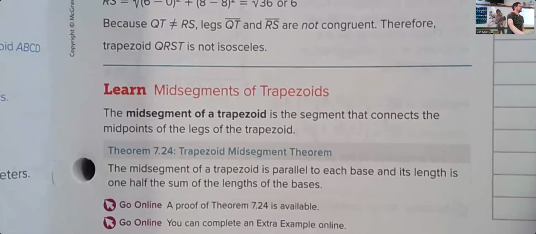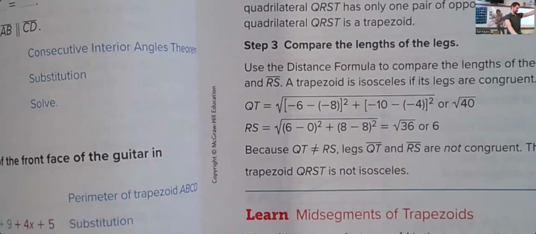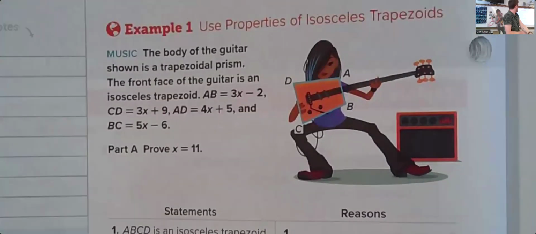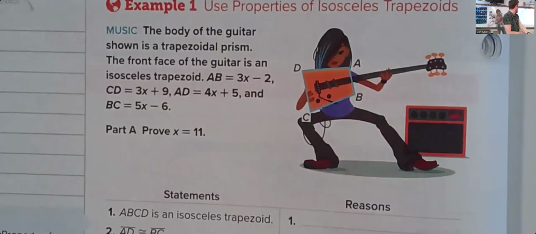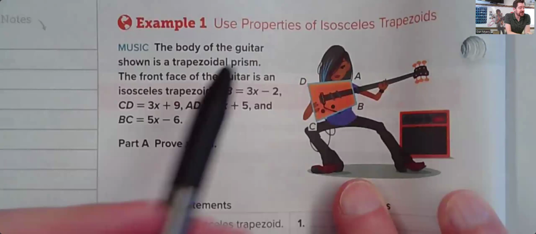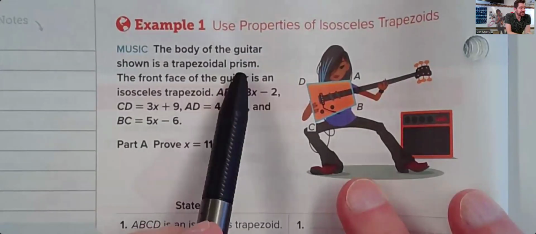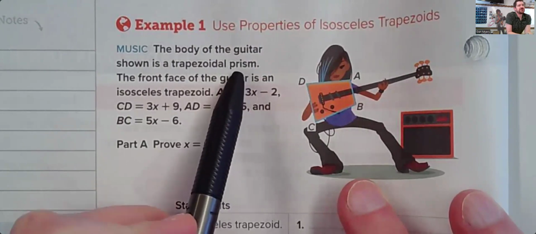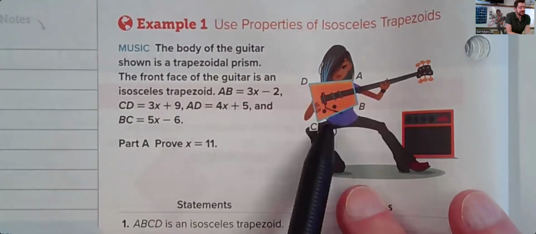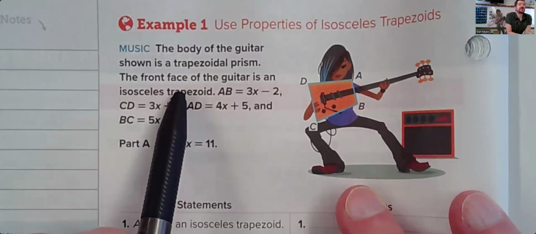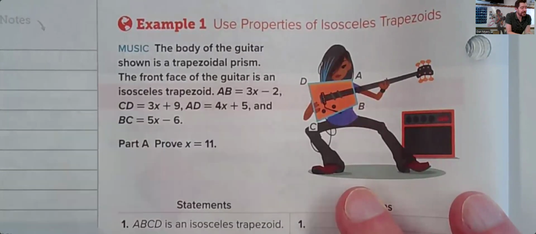Red, close it up. All right, time to do some math here with a really crazy looking guitar. The body of the guitar shown is a trapezoidal prism. Basically, that just means it's a trapezoid, but it's a three-dimensional trapezoid. We're just looking at the front of it. The front face of the guitar is an isosceles trapezoid, which means that the legs are the same.